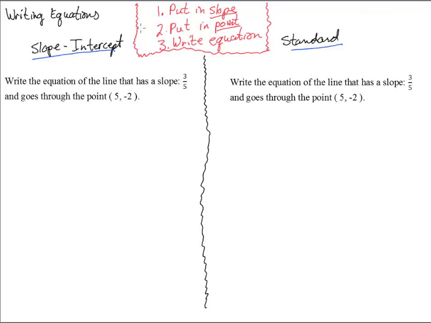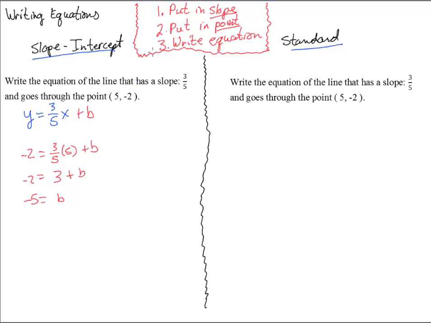So the first one, step number 1 is to put in the slope. Slope-intercept looks like this. y equals 3/5 x. Good. We just put in the slope, but we don't know what b is yet. So now, step number 2, put in the point. So we actually put 5 in for x, 3/5 times 5, and negative 2 in for y. Good, and let's solve that. Negative 2 equals 3/5 times 5, that's 3, plus b. Oh, no fractions, that's nice. Subtract 3 from both sides and we get b equals negative 5. Good, now we know what b is.